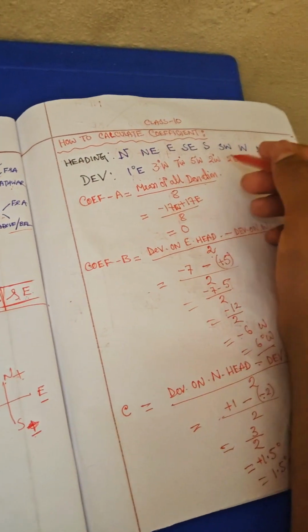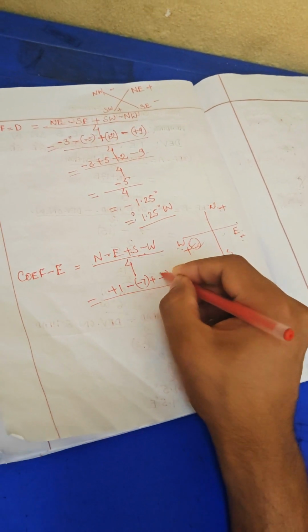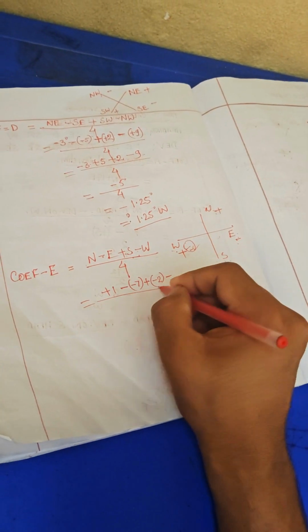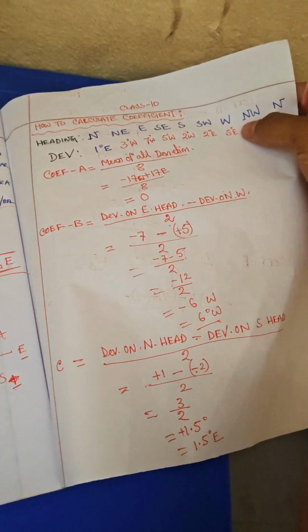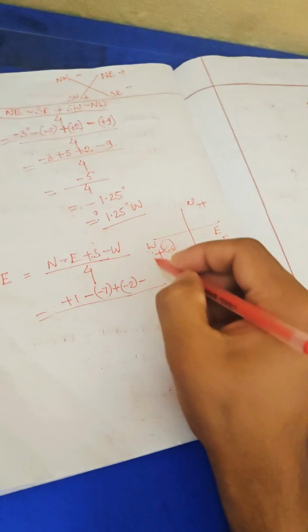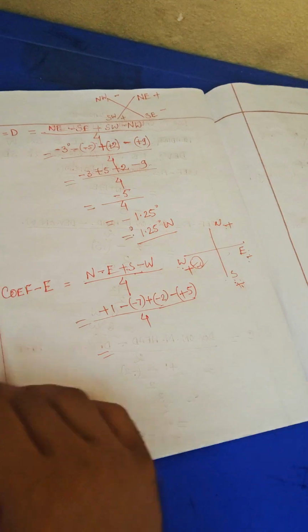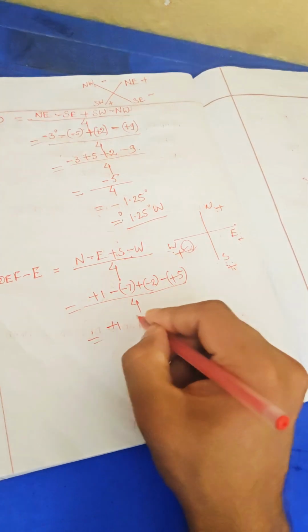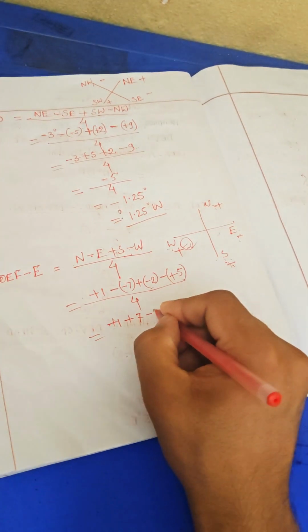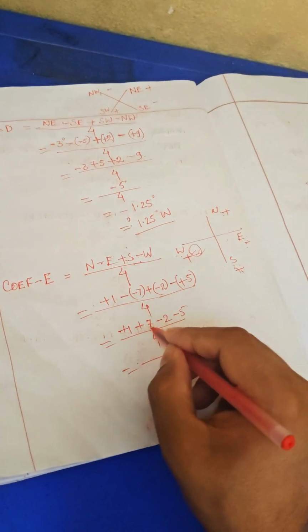Southerly heading, deviation is 2 degree west. So 2 degree west means, guys, minus 2, correct? And this minus is from the formula. For westerly heading, deviation is 5 degree east, you see here. So 5 degree east means positive 5, correct, by 4. So now if you calculate all this, you can find like this: plus 1 plus 7 minus 2 minus 5 by 4. So you can check how much.